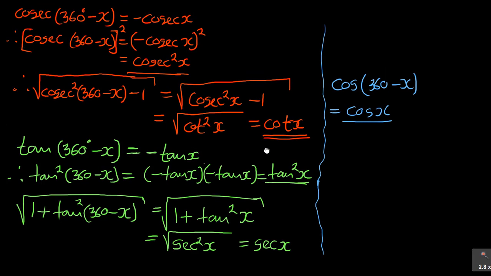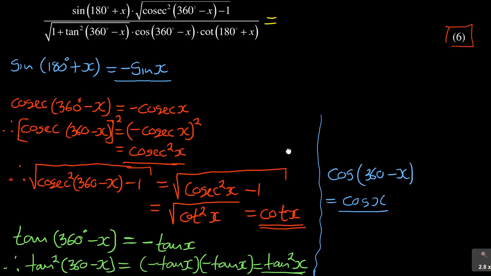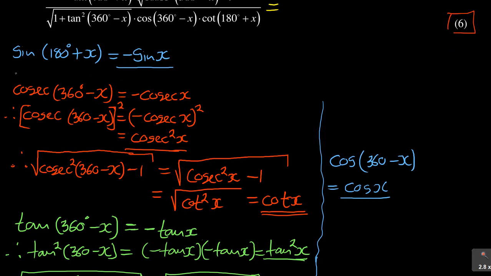Now similarly, we have done the cos 360 minus x, that is correct. The last one is cot 180 in this case.